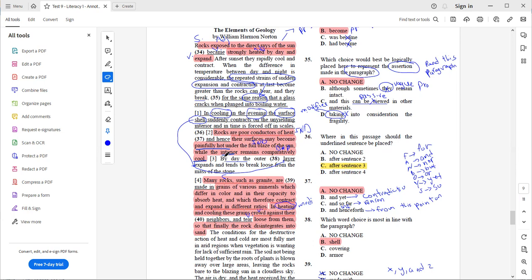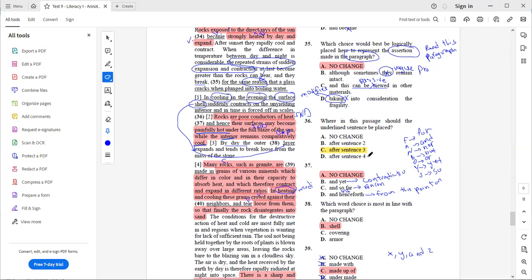By day, the outer layer expands and tends to break loose from the mass of the stone. If you look here, he talks about the afternoon, and it says what will happen. Then after it, talk about the evening. So it can work, right? Yes. Okay, after sentence 4. Many rocks, such as granite, are made in grains of various minerals which differ in color and in their capacity to absorb heat, and which therefore contract and expand in different ratios. It doesn't relate, because if you bring in cooling in the evening, it will not match the information mentioned here. Clear? Yes.